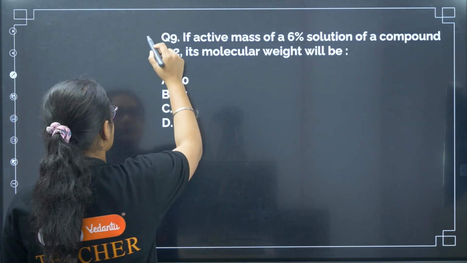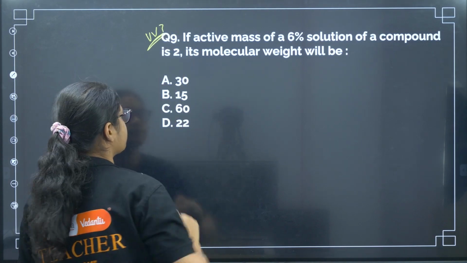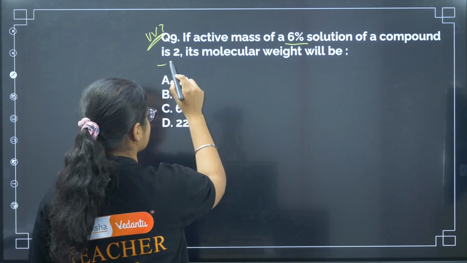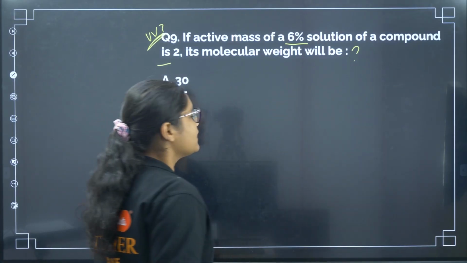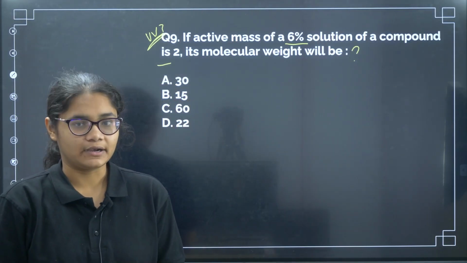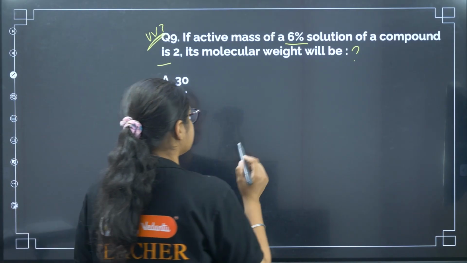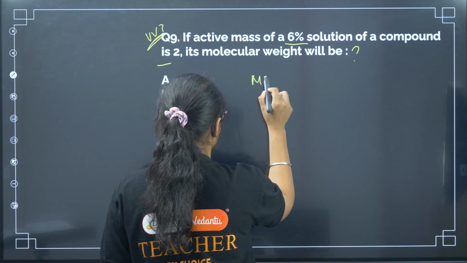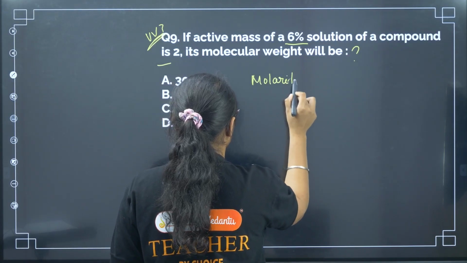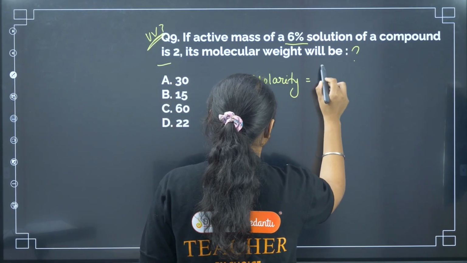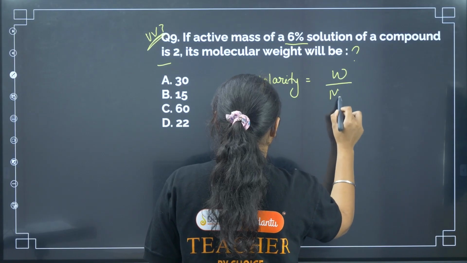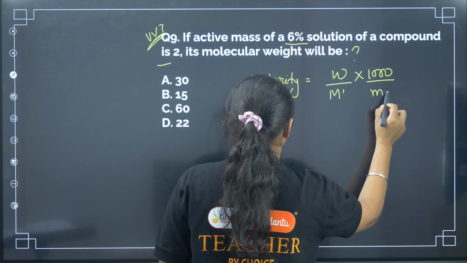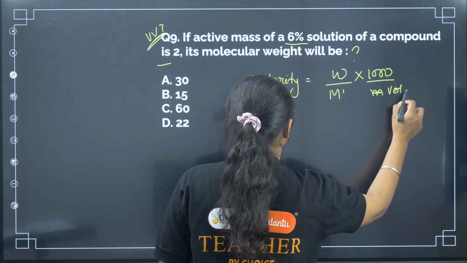Next, this question is also important if you know the term. If the active mass of a 6% solution of a compound is 2, its molecular weight will be. Active mass means nothing but molarity. Okay. So the question here is the molarity is 2. So we know the formula for molarity. Molarity will be equal to given mass by molar mass into 1000 by volume of the solution.